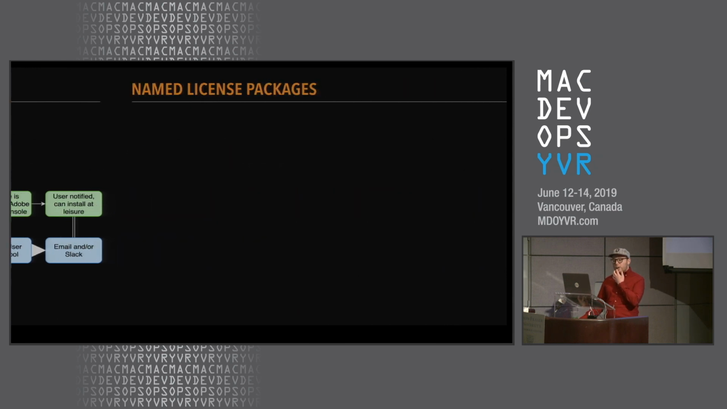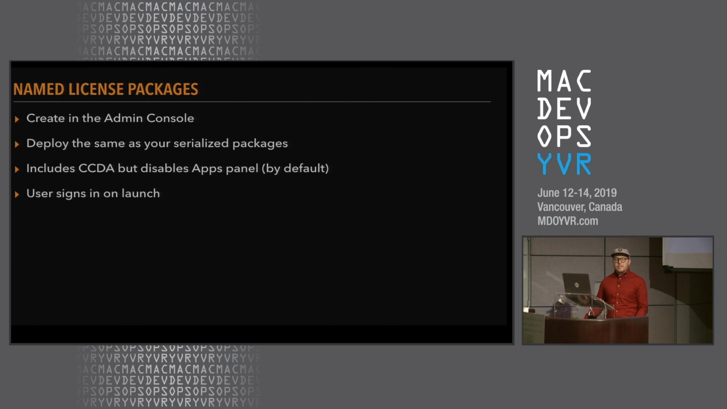I should probably mention really quick that there's this thing called named license packages. If you are still totally committed to doing your own packaging and deploying packages out yourself, regardless of the licensing mechanism, you still can do that. They'll give you named license packages, which are just shell packages that don't have any license information. But it also disables the apps panel by default. Maybe that's what you want, maybe that's not. It's just something to think about.